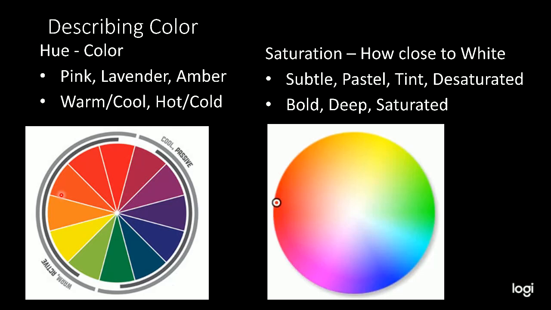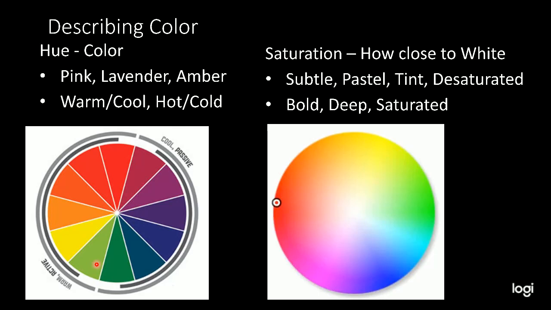Sometimes we also describe hues as being warm or cool, or hot and cold, right? And that depends on where those colors exist on the color wheel.